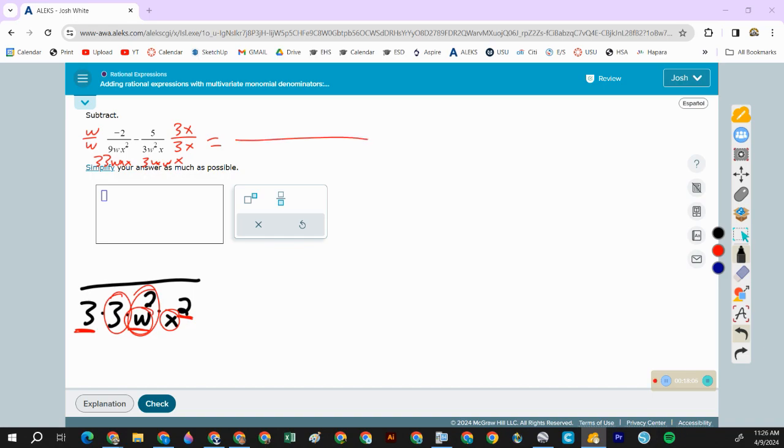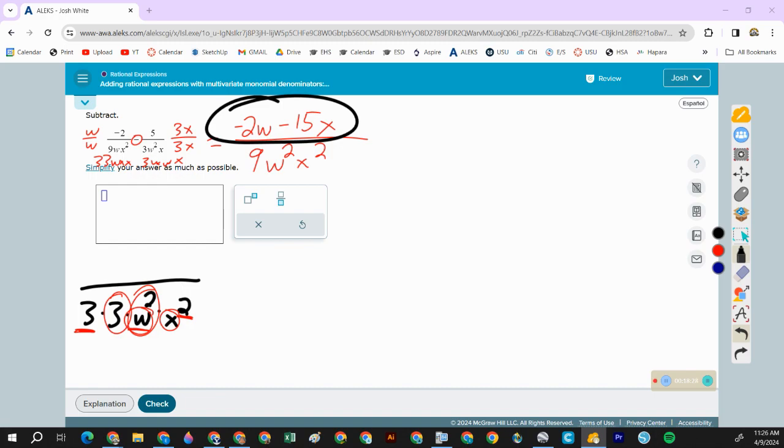So my common denominator is 9w squared x squared. And the numerator is negative 2w, and there's a minus here, so minus 15x. Do these have anything in common? No. So we can't simplify.